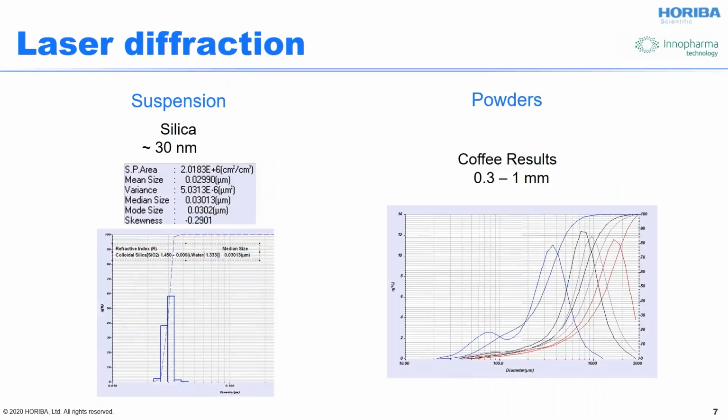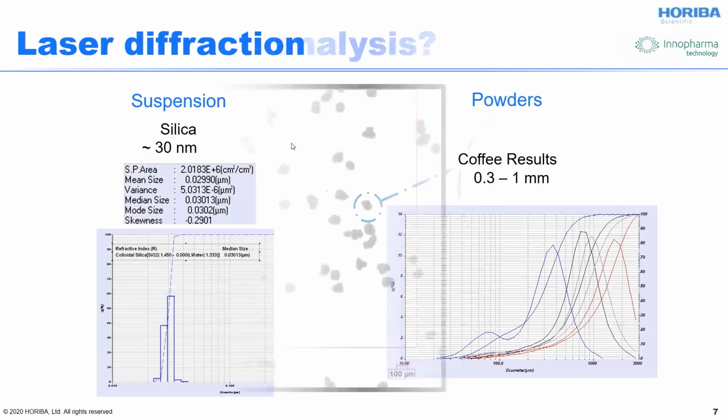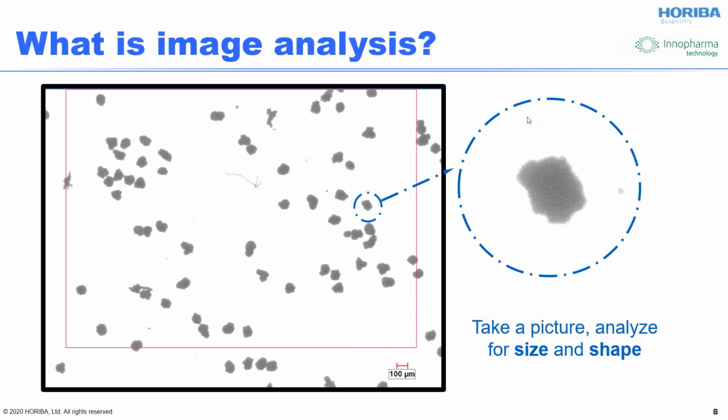Some examples of results are on the left, I have silica at 30 nanometers, and I have a size distribution that we're able to measure successfully. And on the right, I have coffee powder ranging from about 0.3 millimeter to 1 millimeter. So it's 300 microns and up. And to tell you the truth, a lot of these measurements, you might find out you're having more fun with the image analysis. So I've said image analysis without telling you what it is, so let me fix that.